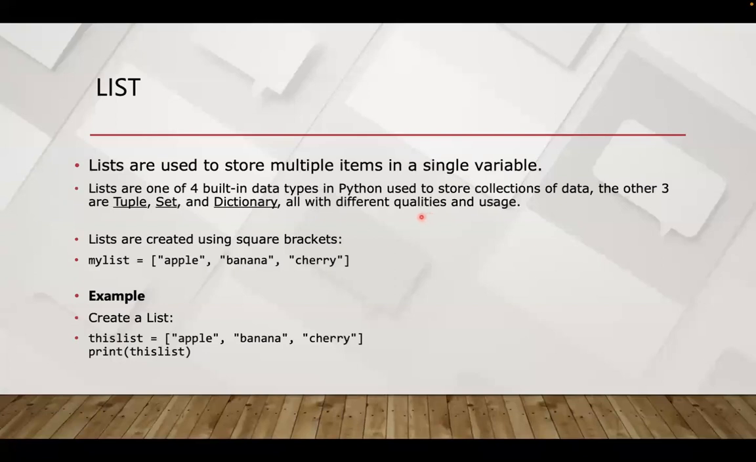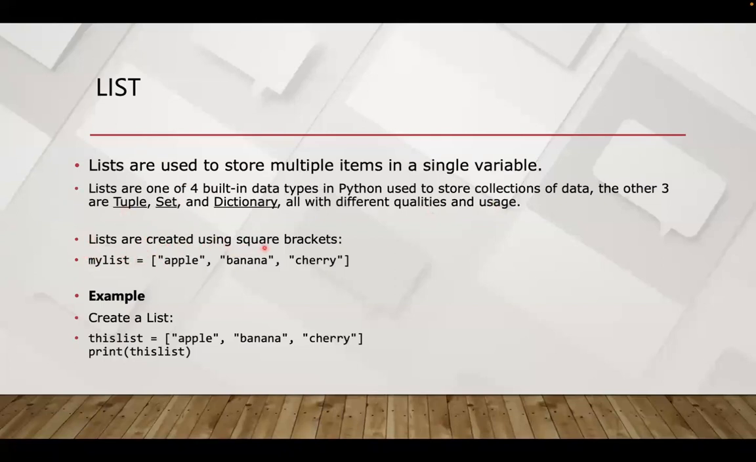The other 3 are tuple, we have a set, and we have a dictionary. All of these have different qualities and usage. We're going to talk about every one of them, but today we want to talk about lists.